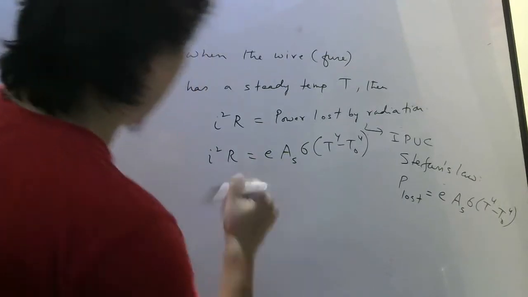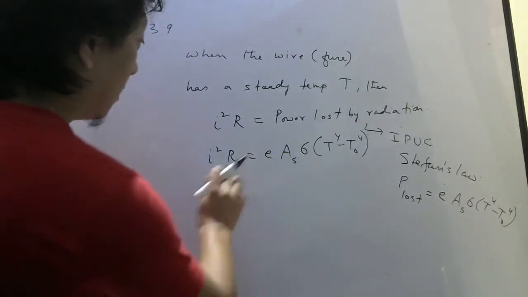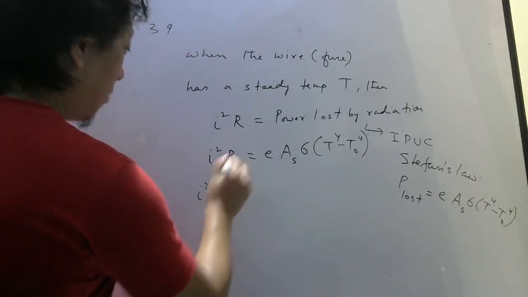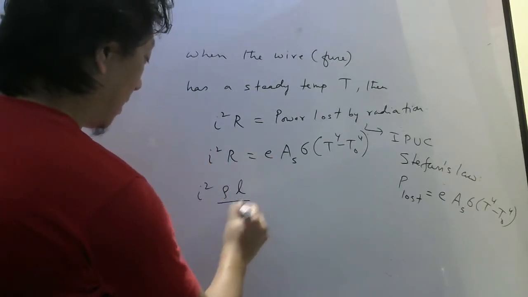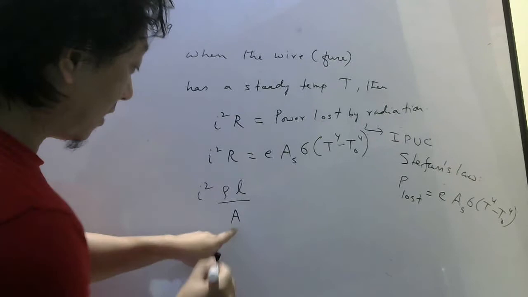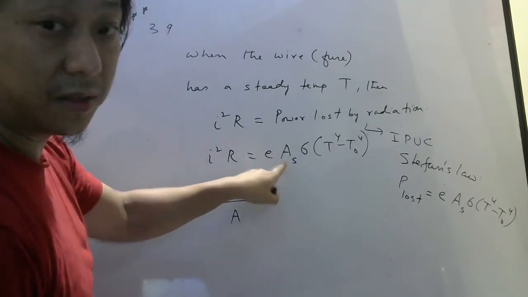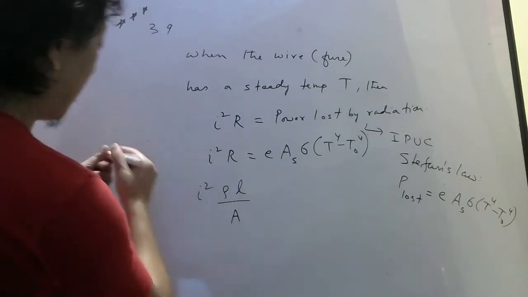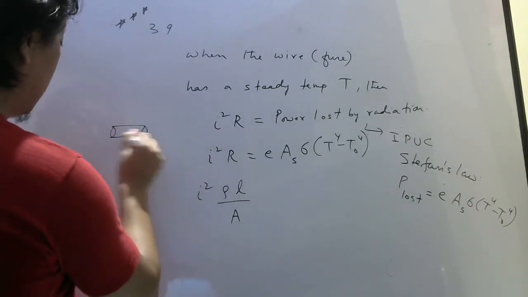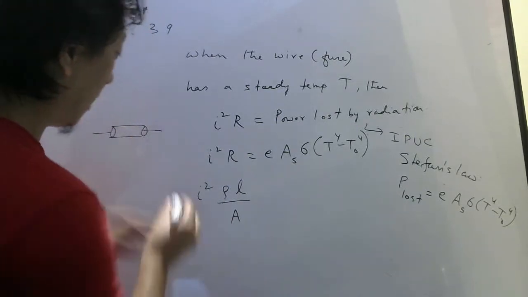Now look carefully at one thing. The resistance of the wire will be what? Rho L by A. Now this A and the other A are not the same. That A is the surface area, the curved surface area. This A, when we write it for resistance, you already know, means the cross-sectional area.